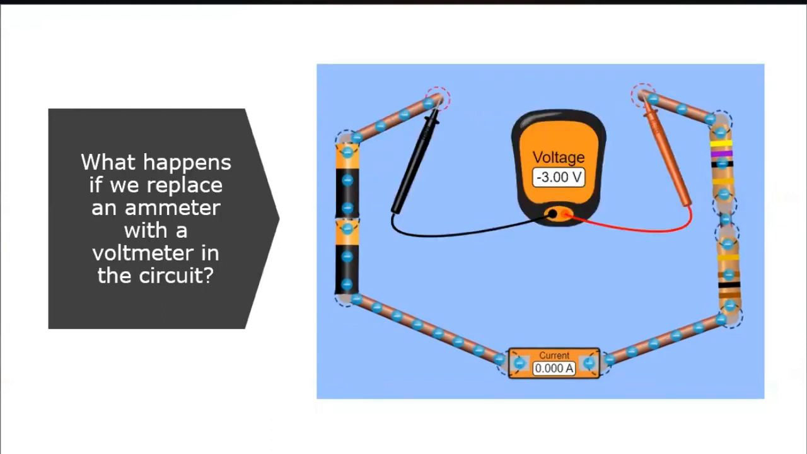What will happen if we place an ammeter with a voltmeter in the circuit? Well, the voltmeter doesn't close the circuit, but it does measure the potential difference between the 2 points that it's connecting. And the 2 points that it's measuring show -3 volts, and the 2 batteries are 1.5 volts each, so 3 volts makes sense.